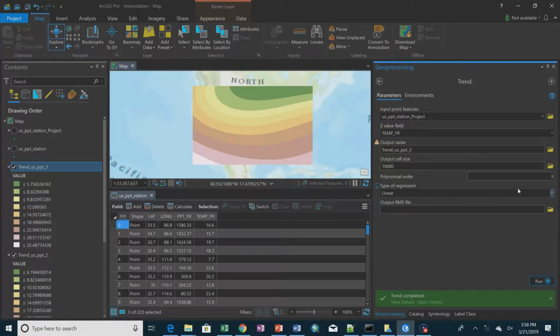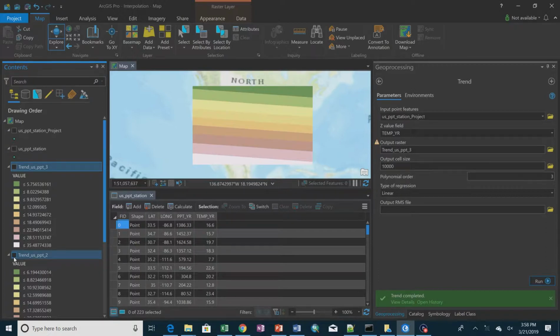I think I have them both still turned on. The first one is just fitting a flat plane through the surface, so the plane is basically starting here and running in this direction. It's getting higher as you go this way, so there's only one change in one direction. Whereas here, there's one undulation in the data, so it's changing at a different rate, and it's not a flat plane; it's a curved surface. And then here, at third order, it's changing in 2 directions.